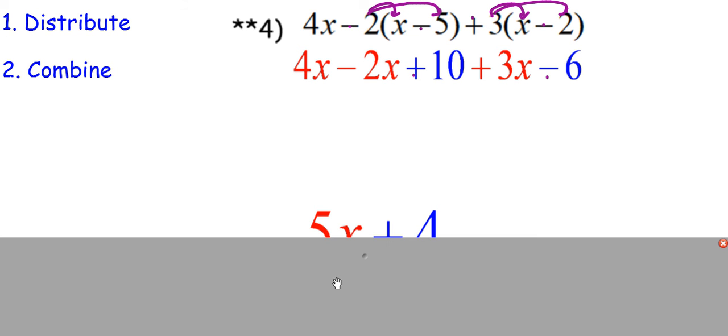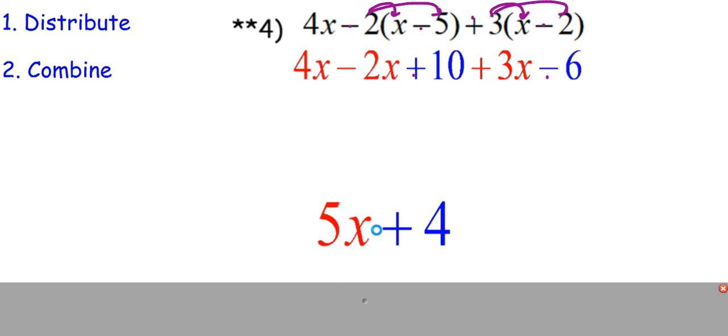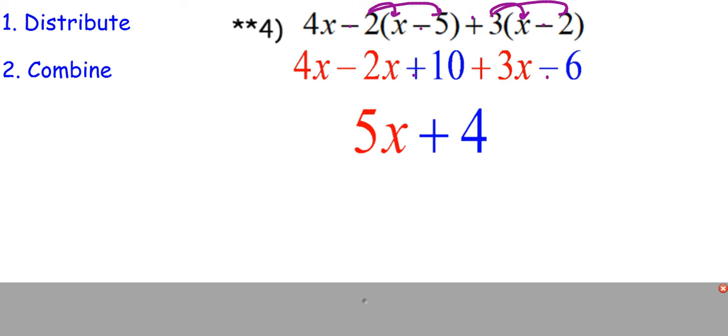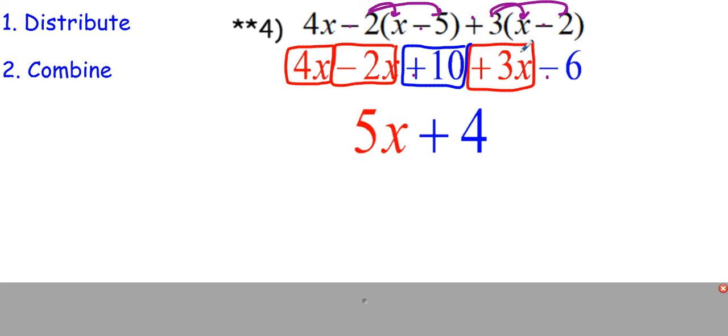So now that we distributed, we can combine like terms. So we're going to do our x's first. We have a 4x minus 2x gives me 2x, plus 3x gives me 5x. I have a +10 minus 6 is a +4.